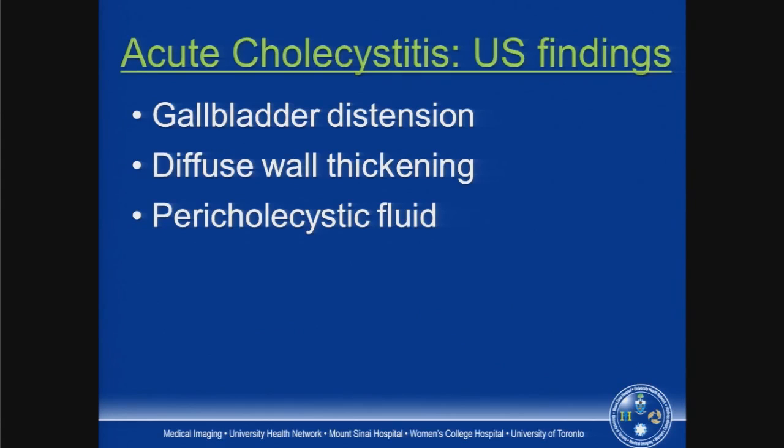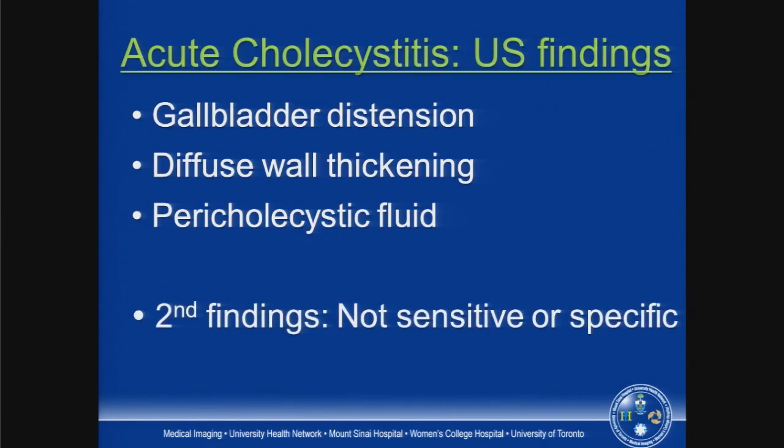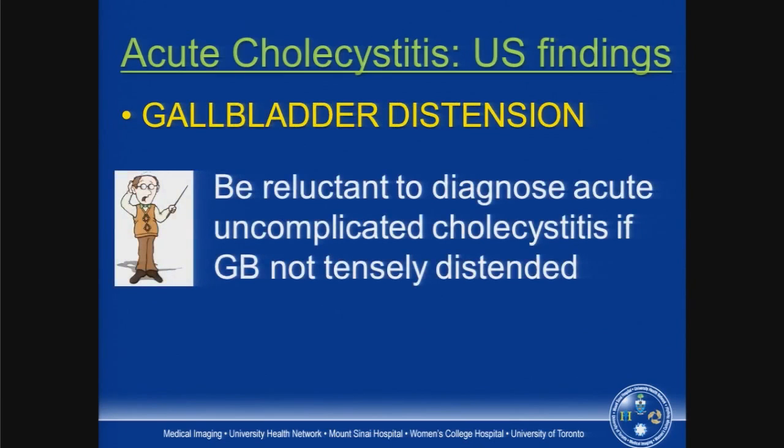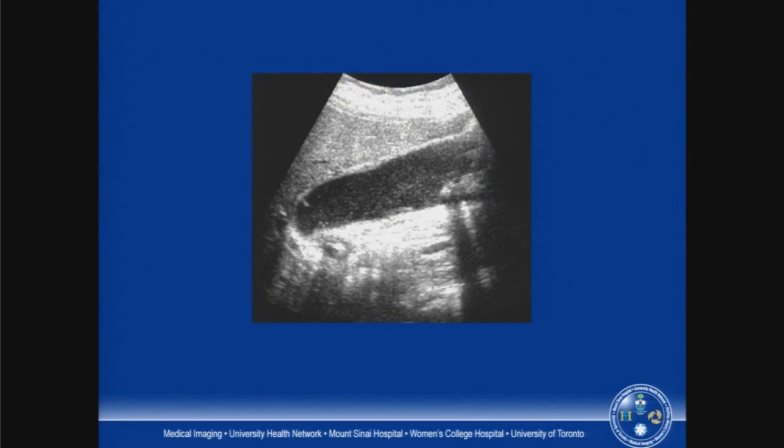Gallbladder distension, diffuse wall thickening, and pericholecystic fluid are secondary findings that are neither sensitive nor specific. But one finding I'd like to draw attention to is gallbladder distension, and give you this teaching pearl. Be very reluctant to diagnose acute, uncomplicated cholecystitis if the gallbladder is not tensely distended. I find that a very useful rule in everyday practice.